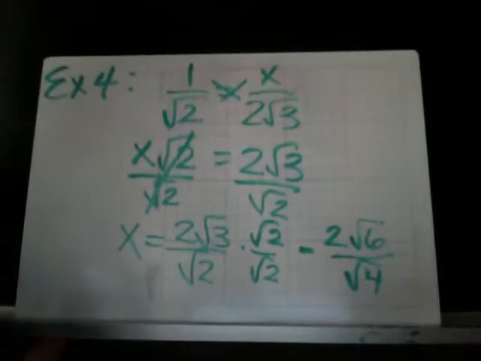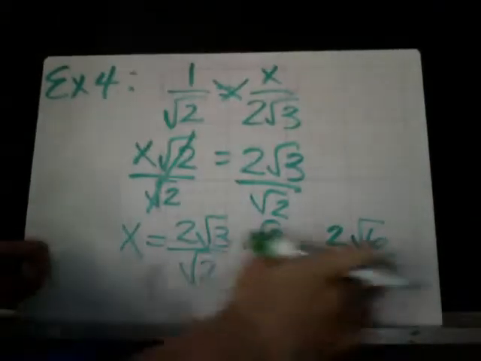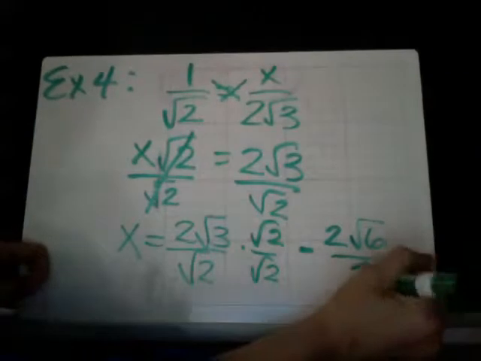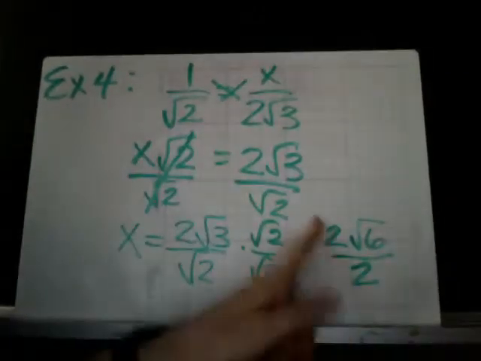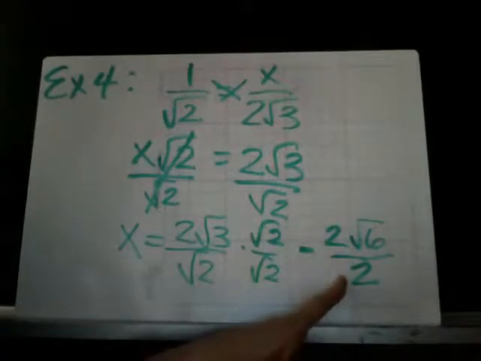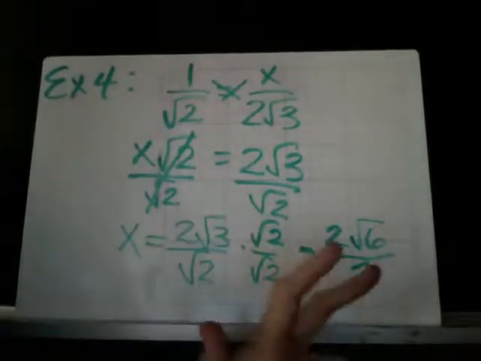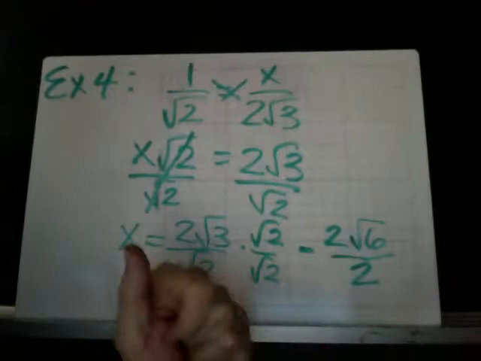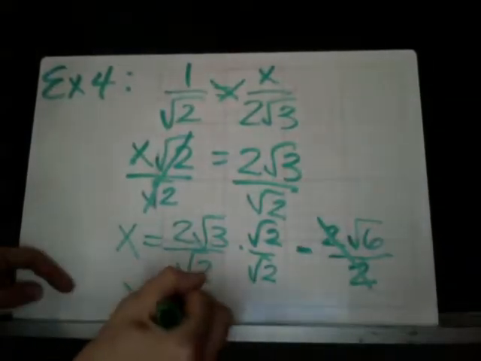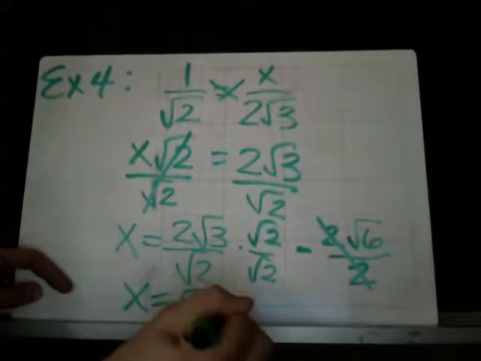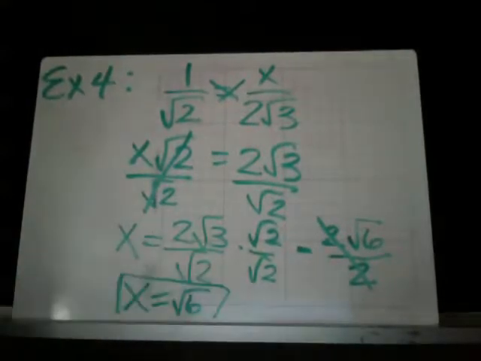Some of you might be noticing a pattern here. Okay, the square root of 4 is 2. And this can actually be simplified because I have a 2 in my numerator and a 2 in the denominator. Neither of those are under a radical. They're both outside, so we can go ahead and cancel those out. So our final answer is x equals the square root of 6. Okay, so that's my final answer.